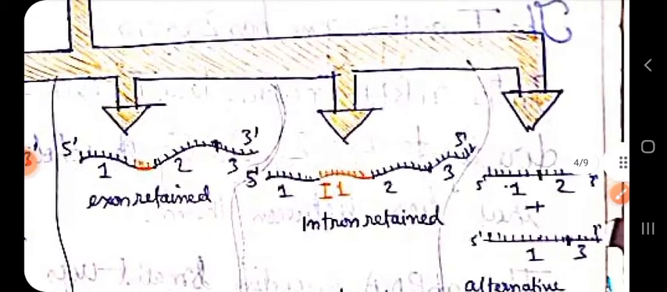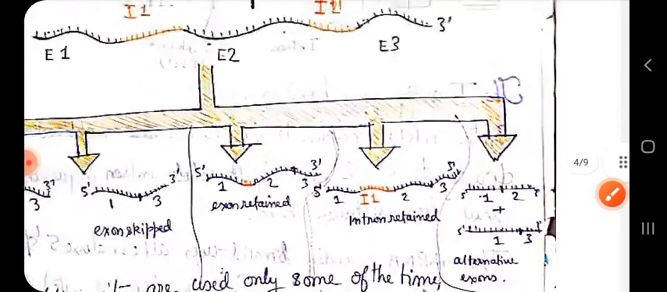Next is intron retained. Intron retained means to remain. That means the intron is fully remaining within the mRNA transcript. Here we can see no splicing of intron 1 has been done, but the other introns have been removed.